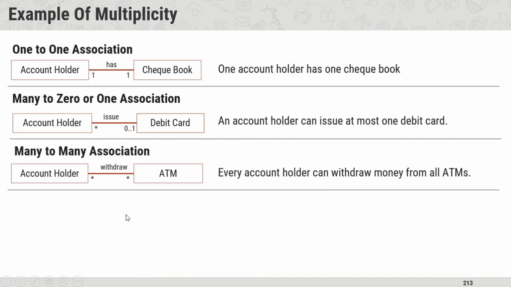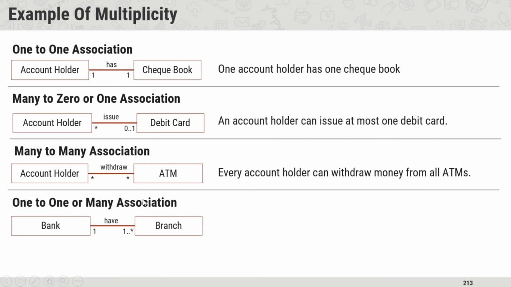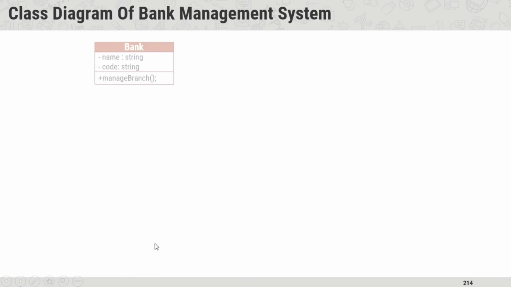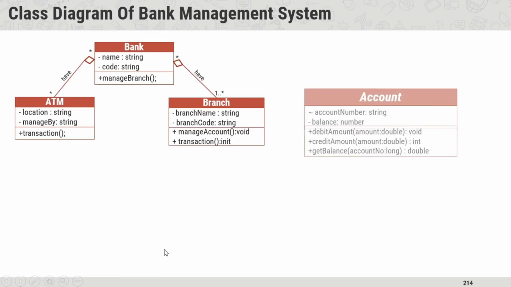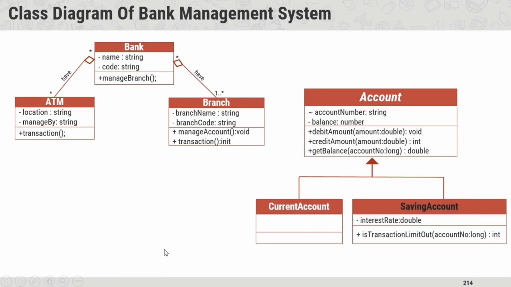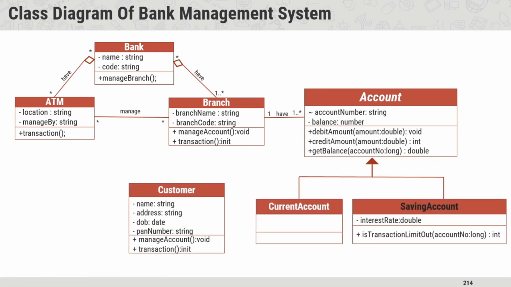Many-to-many association: one account holder can have many ATMs, so that's why we have written star over here. One bank can have multiple branches, but the bank should have at least one branch. So this is the kind of thing we have for your bank management system.